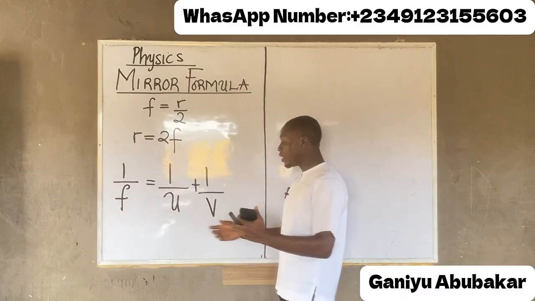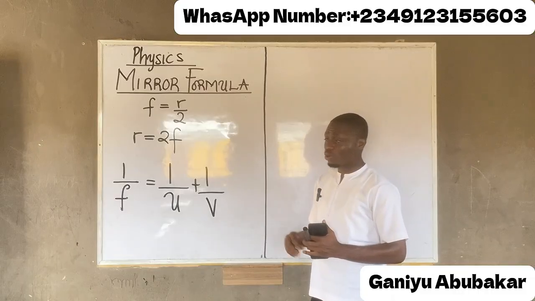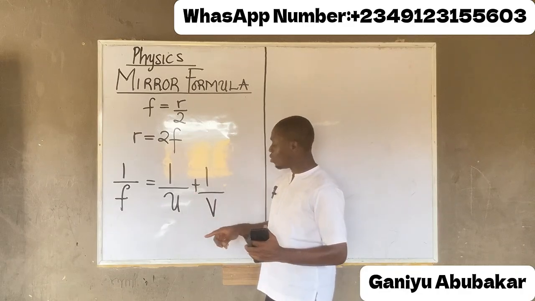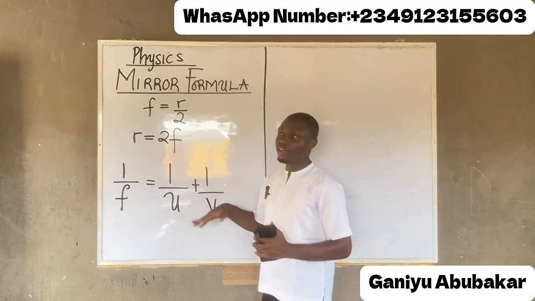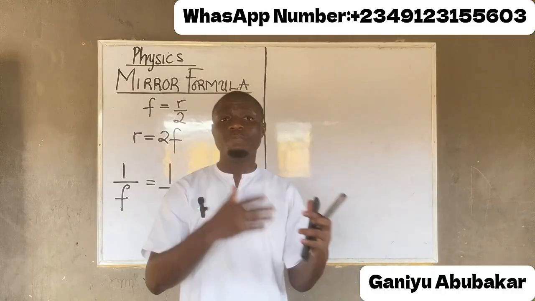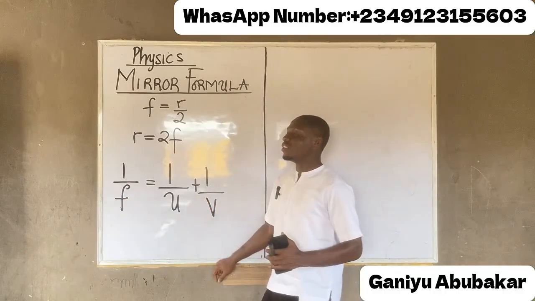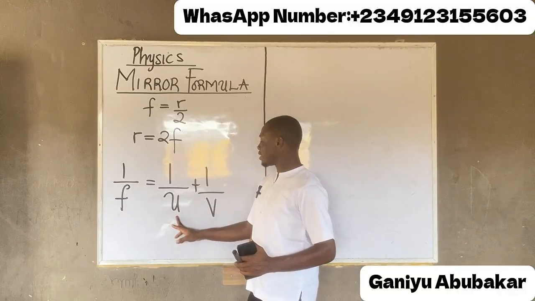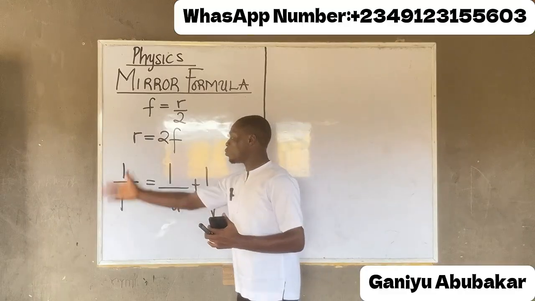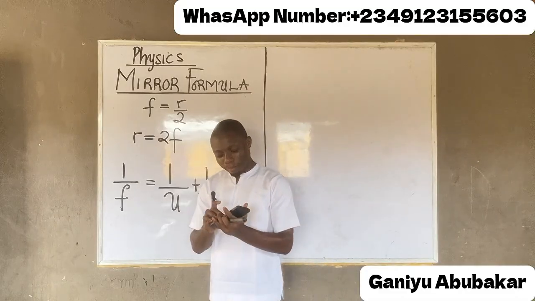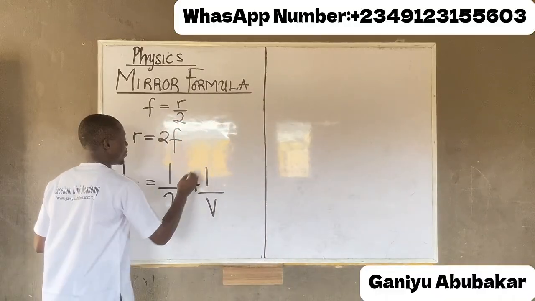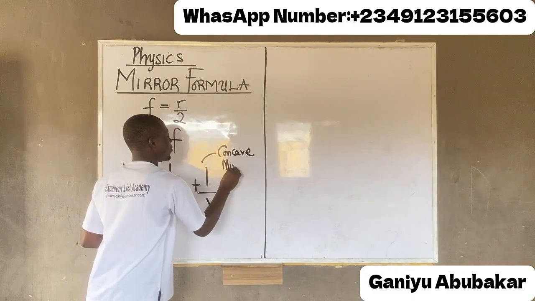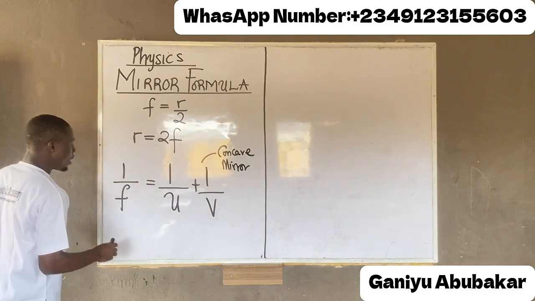This particular formula here is a formula for a concave mirror. Why? A concave mirror is usually positive here, while a convex mirror will be negative. I will explain that as we proceed in the study of mirror formula. So I'm saying this: the relationship between focal length, image distance, and object distance is what you have here. By the way, this one is for concave mirror, please.